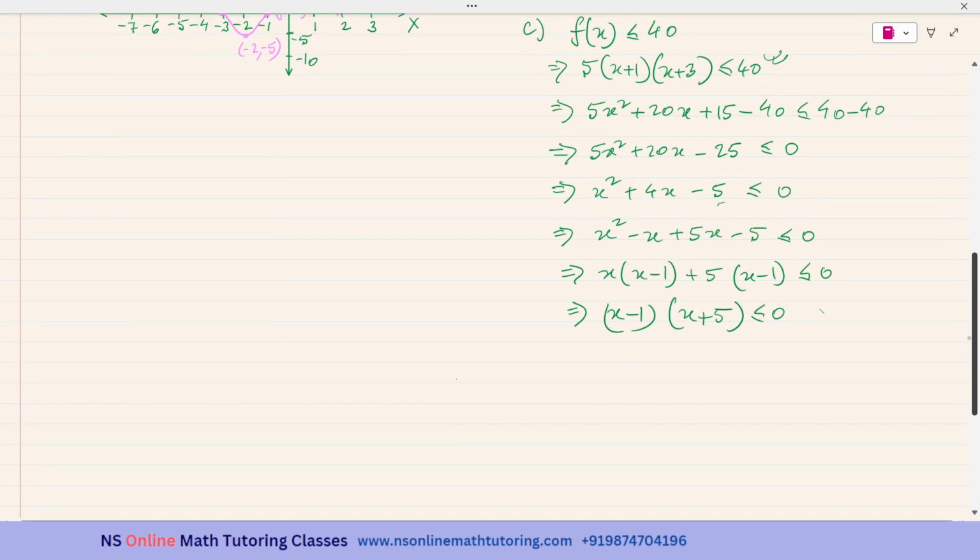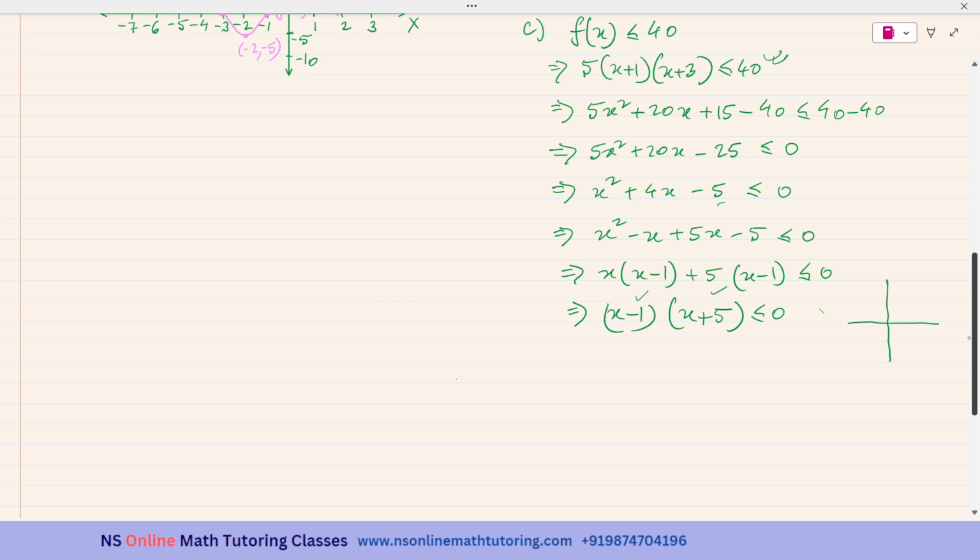So this is also a quadratic expression. I think the best way to solve a quadratic inequality is to graph it. We are seeing that there are other methods also, but sometimes students get confused. So if you can graph the quadratic expression, you'll know exactly which values of x should be taken.